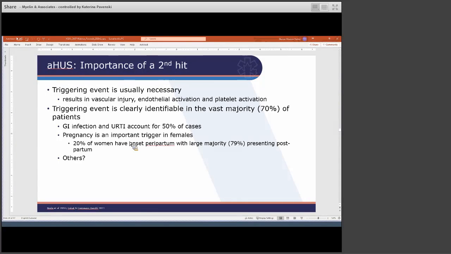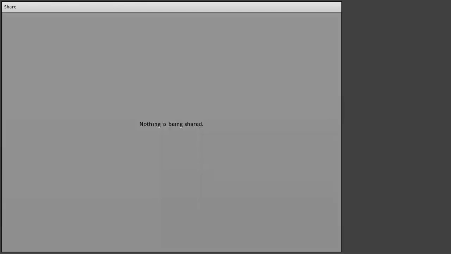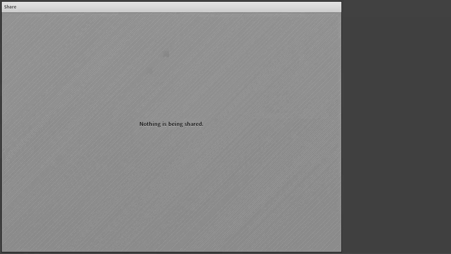You will see that even though you may have this genetic mutation, it does not guarantee you're going to get the disease, and it's not until your body encounters some significant triggering event that then causes endothelial activation and a problem, that's when the aHUS actually happens. In terms of triggers, the most important triggers would be GI infection or upper respiratory tract infection, and in women, it is pregnancy.